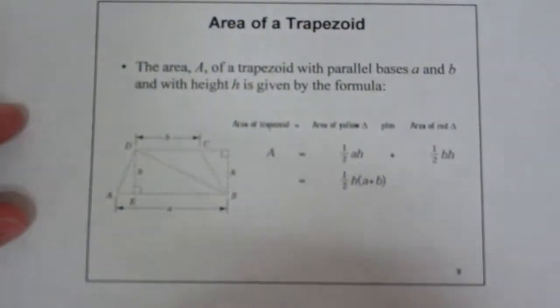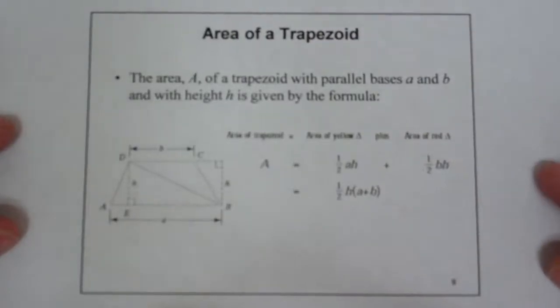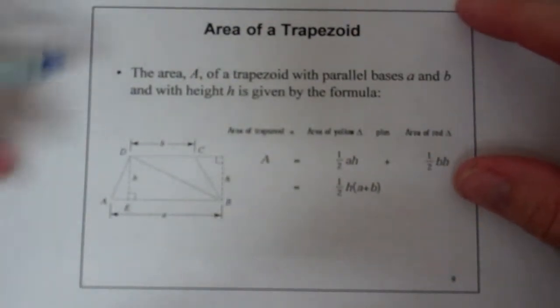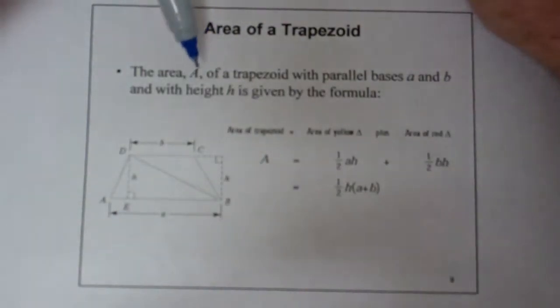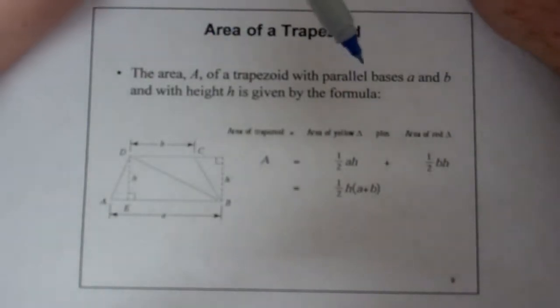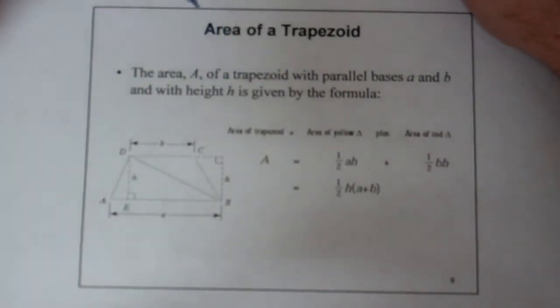Now this I hadn't seen in a while. I kind of totally forgot about this. But here's the area of a trapezoid, okay? And what I had totally forgotten was how they got the formula for the area of the trapezoid. So I really, really like this slide. The area of a trapezoid with parallel bases A and B and with height h is given by the formula.